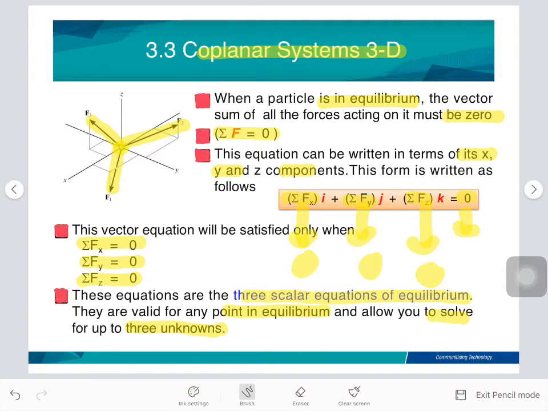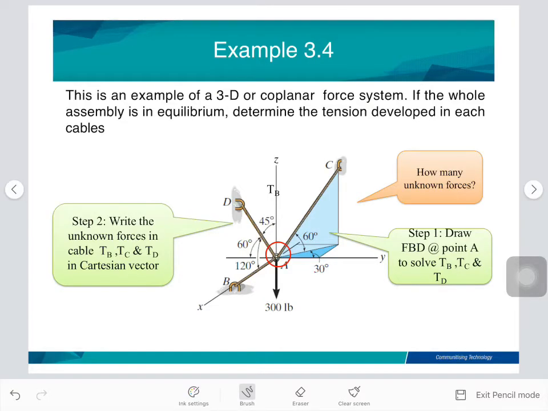Okay, now let's solve example 3.4. This is a 3D coplanar force system. If the whole assembly is in equilibrium, determine the tension developed in each cable. Now, how many forces do we need to identify? Here we have tension TC, tension TB, and tension TD. Here we are given the weight, 300 pound.